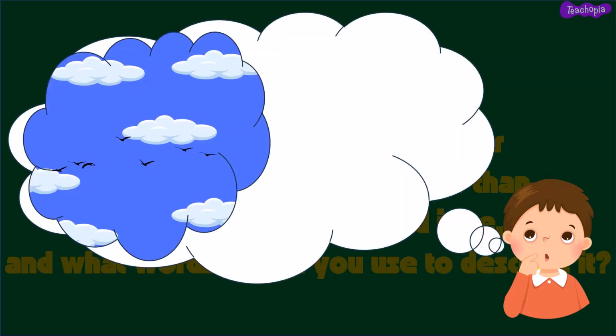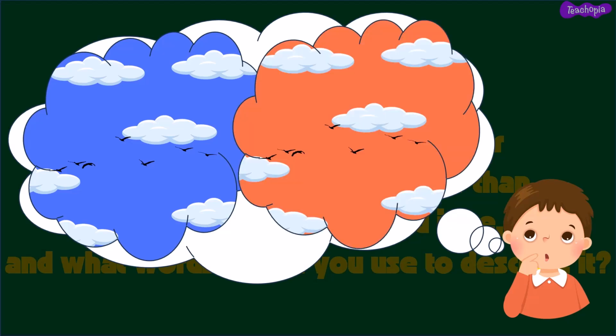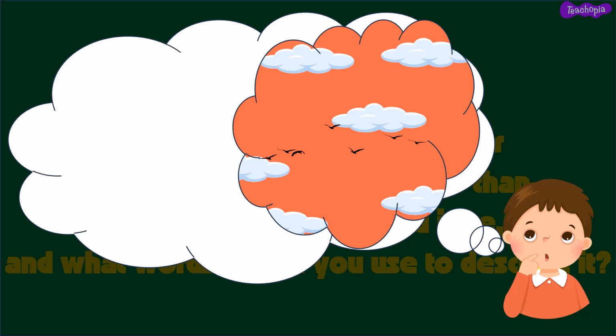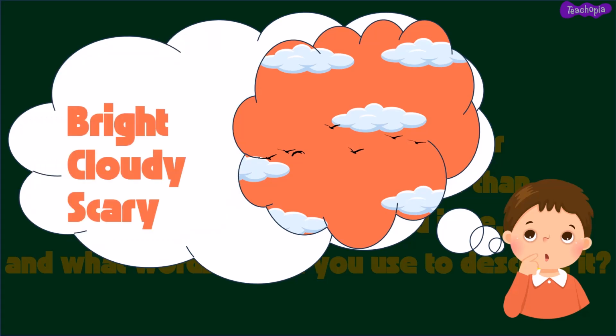Ask learners to think of the color of the sky as it is right now. What would they like to change it to if they could? And how would they describe the new color of the sky that they have painted? What words would they use?